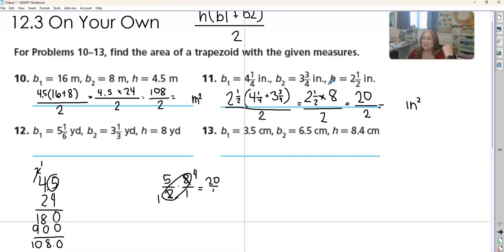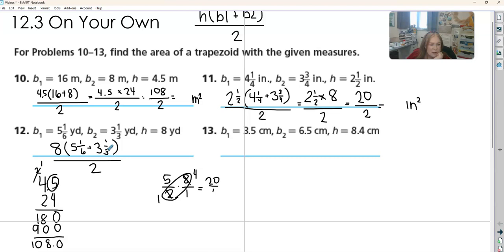So we're adding our bases, timesing the height, cutting it in half, step by step. So you can see 3 steps every time: add, multiply, divide, add, multiply, divide every time for these trapezoids. Okay, next up we've got this one here. 5 1/6 is the bottom, and we're adding that on to 3 1/3. And we're timesing that by 8. So it's 8 high, and then we'll cut that in half to get back to the trapezoid.